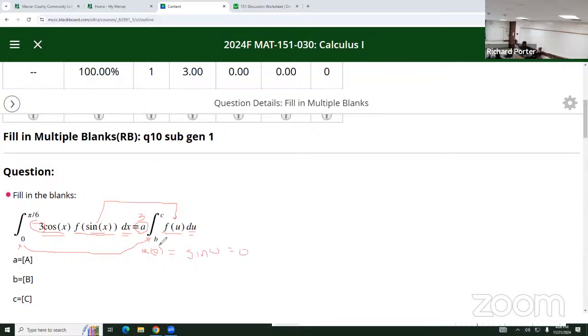So that one stays the same. So maybe you'll get that right. What about the top one? Does that stay pi over 6? No. You have to do u of pi over 6.